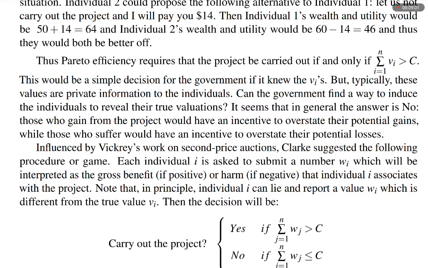Influenced by Vickrey's work on second price auctions, Clark suggested the following procedure or game. Each individual i is asked to submit a number W sub i, which will be interpreted as the gross benefit if positive or harm if negative that individual i associates with the project. Note that in principle, individual i can lie and report a value W sub i, which is different from the true value V sub i.